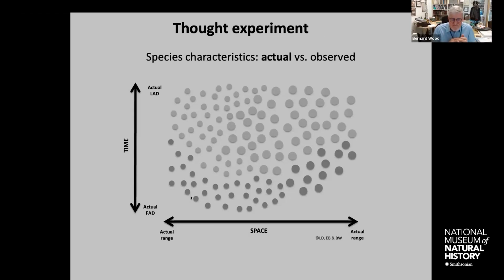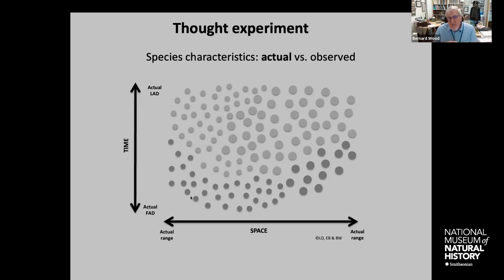A graph has space on the x-axis from actual range to actual range, and time on the y-axis from actual FAD to actual LAD. It is filled with a cluster of gray dots, some faint and some dark, some small and some large. In general, the dots get larger to the right and darker to the bottom. Text. Copyright LD, EB, and BW. I'm a pretty simple guy, so this is not a very sophisticated image. And it took me a long time to make all these gray circles. But just imagine that there is a species and it's gray circles. Okay.